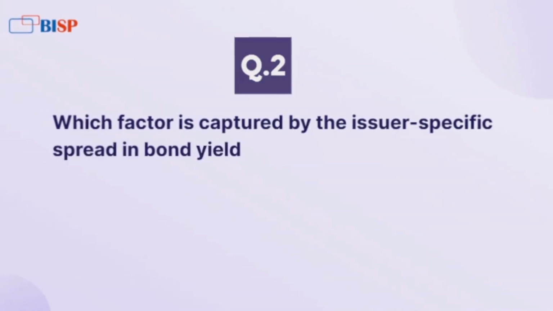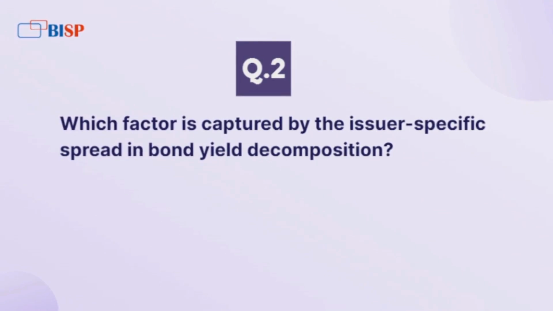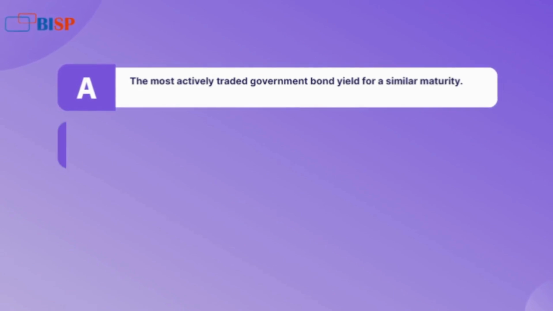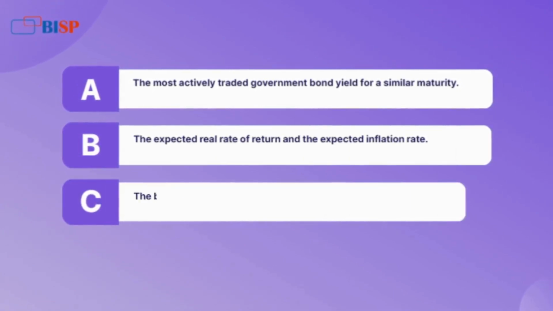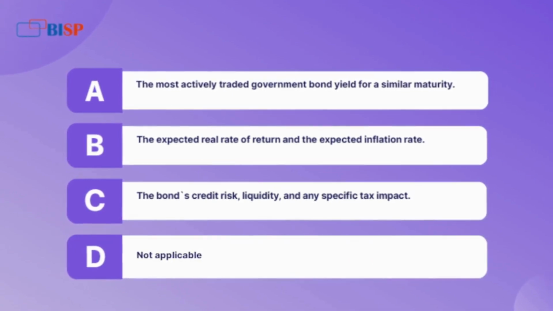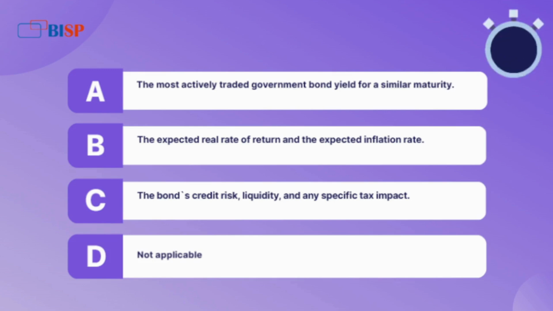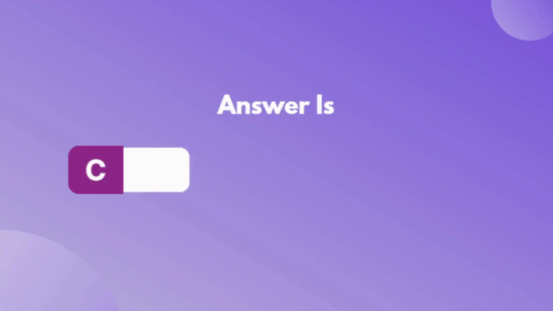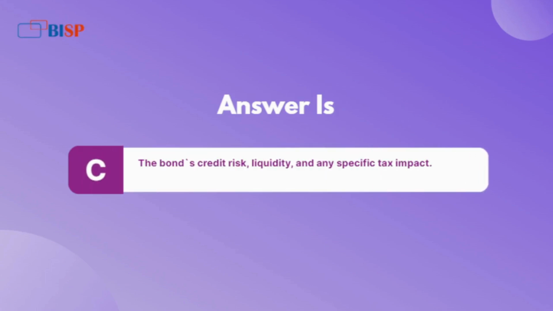Which factor is captured by the issuer-specific spread in bond yield decomposition? A. The most actively traded government bond yield for a similar maturity. B. The expected real rate of return and the expected inflation rate. C. The bond's credit risk, liquidity, and any specific tax impact. D. Not applicable. Answer is C. The bond's credit risk, liquidity, and any specific tax impact.